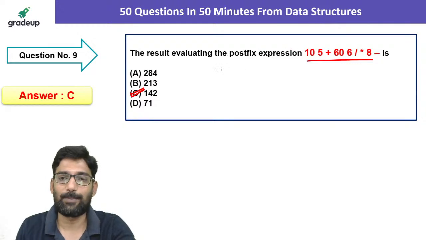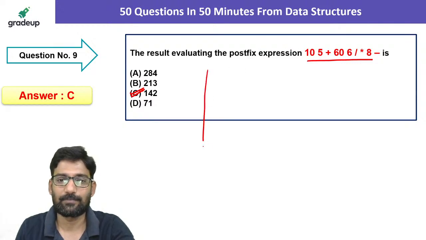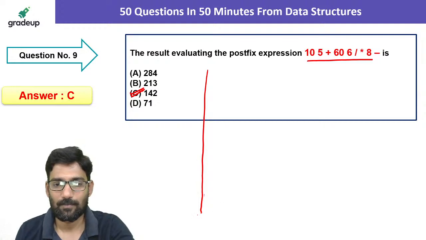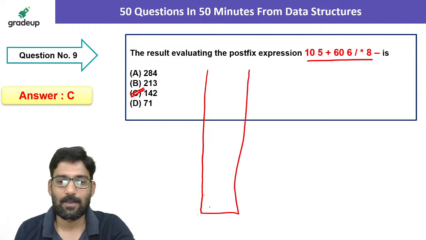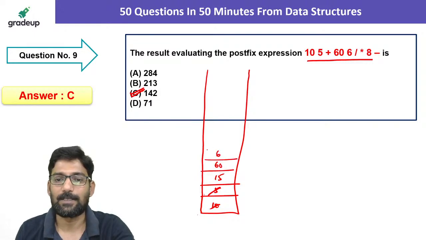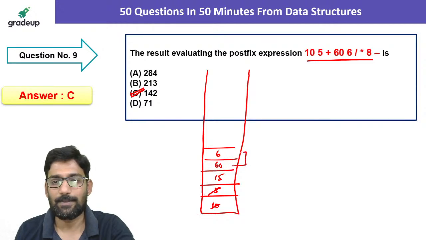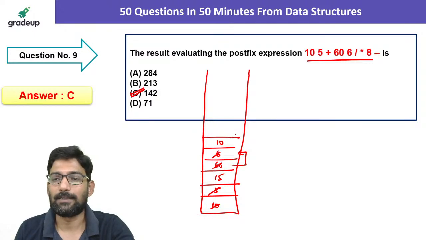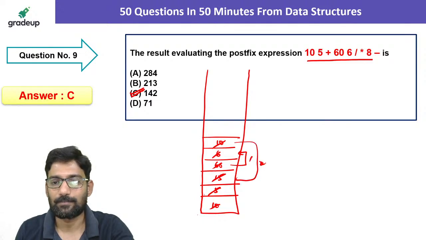How? We will keep pushing the elements. So 10 is pushed, 5 is pushed. Now plus, 5 is popped, 10 is popped, 15. Then 60 pushed, then 6 pushed. Division, 60 divided by 6, 10. Then multiplication. So 10 is popped, 15 is popped, 10 into 15, 150.